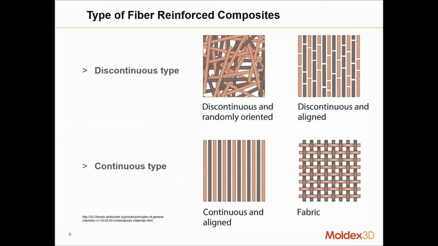All right. So for discontinuous types of composites, we have your randomly oriented fibers, and we have your discontinuous and aligned fibers. Doesn't necessarily have to be fibers, but I think fiber is an easy way to visualize. Continuous types, we have, again, aligned and also, as mentioned, a fabric, your prepreg.